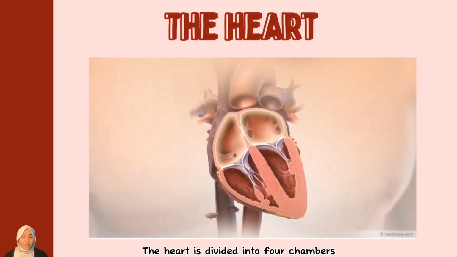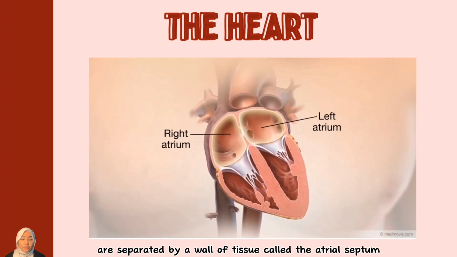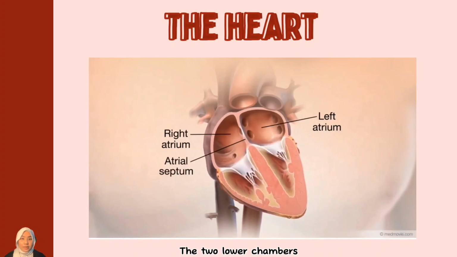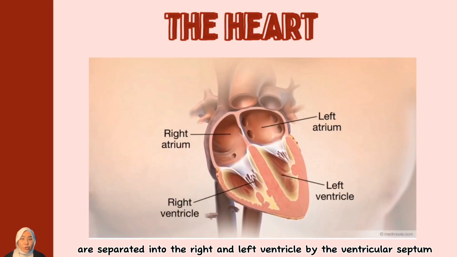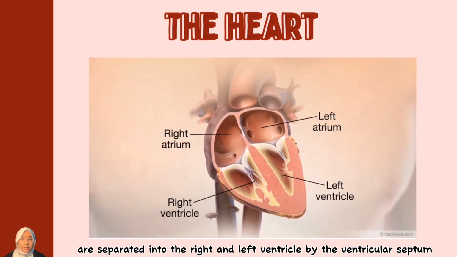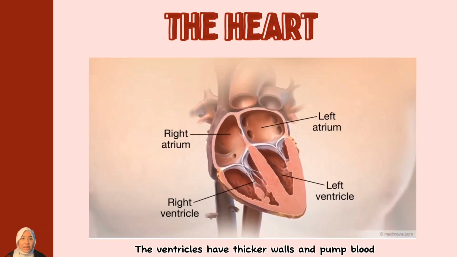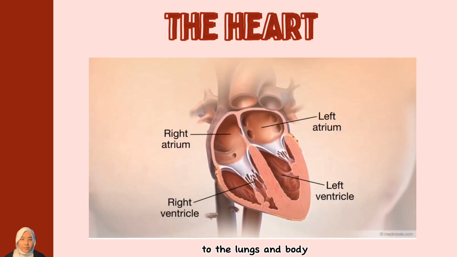The heart is divided into 4 chambers. The 2 upper chambers are called the atria. The right atrium and left atrium are separated by a wall of tissue called the atrial septum. The 2 lower chambers are called the ventricles and are separated into the right and left ventricle by the ventricular septum. The ventricles have thicker walls and pump blood to the lungs and body.